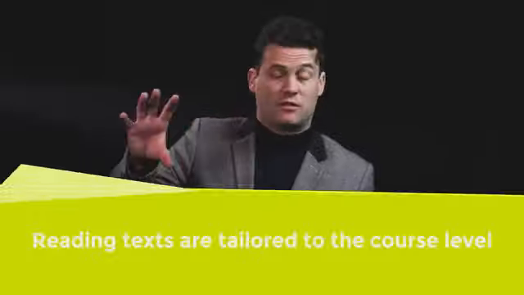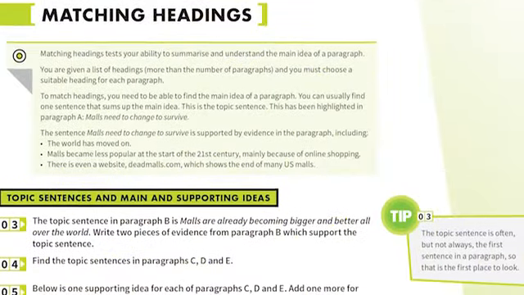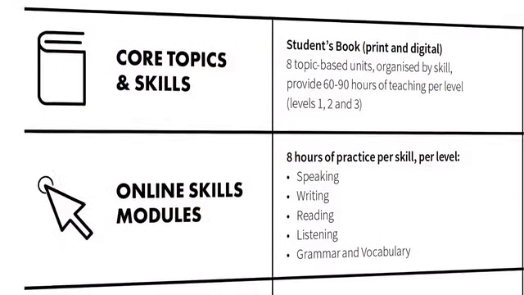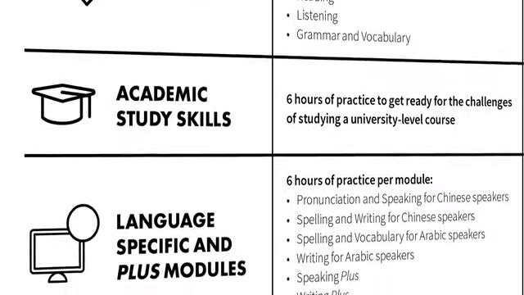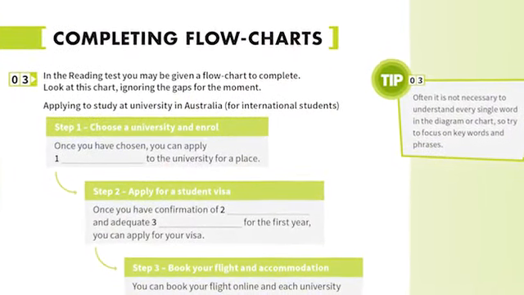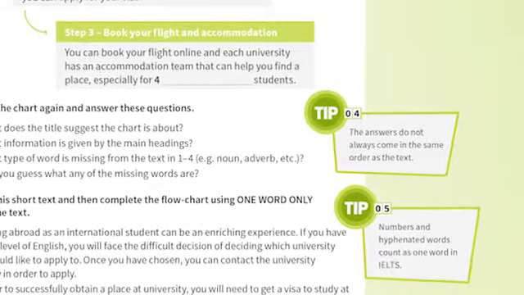And each part of the unit focuses on a different question type. So with this one, it might be matching headings and true, false, not given. You can then double up with the online practice on that, which focuses on the skills that you need for each one. Because not every student is going to be able to do this type of question and that type, and all the types of questions. People have different strengths and weaknesses.